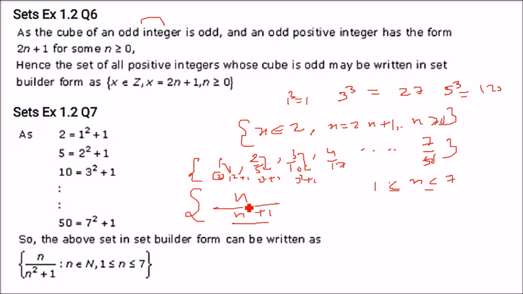So what will the set be? n by n square plus 1, such that n belongs to capital N, which is the natural numbers. And this small n has a restriction. It has to be between 1 and 7 because it is from 1 to 7. So this is the answer.